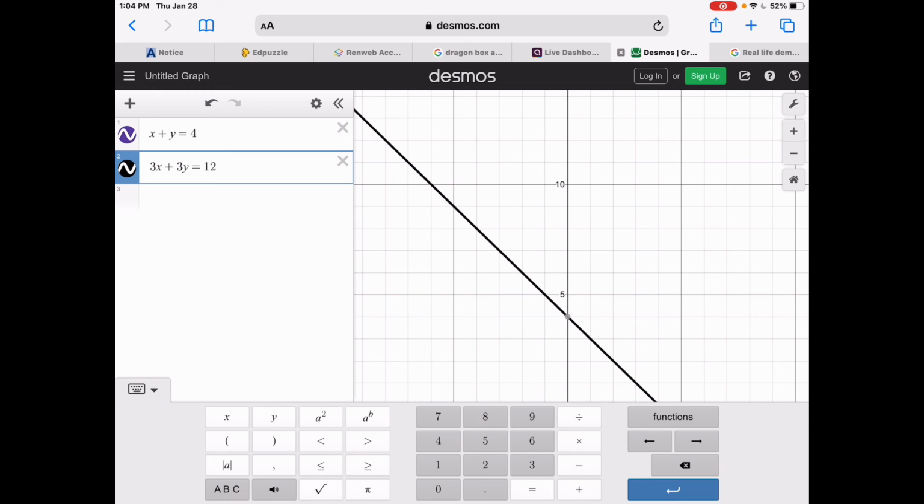You could see that mathematically. If I divided everything by 3, I would have x plus y equals 4, and then I'd have the same line. So it's actually just a different way of writing the same line. We call those consistent, but we call those dependent.